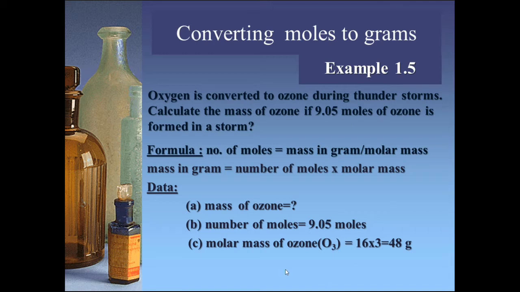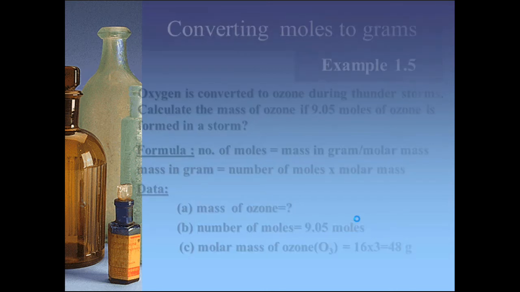Arrange the data. We have three titles. First, mass of ozone, we have to calculate. Number of moles, already given, 9.05 moles. Molar mass of ozone: the formula of ozone is O3. So 3 oxygen atoms are there. 1 oxygen has mass 16. 16 multiplied by 3, we get 48 gram. So the molar mass of ozone is 48 gram.